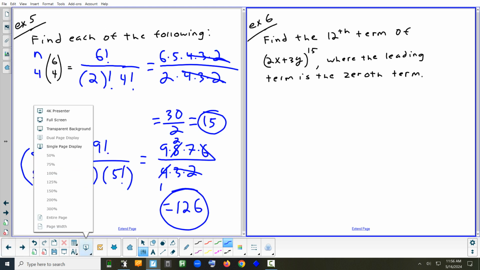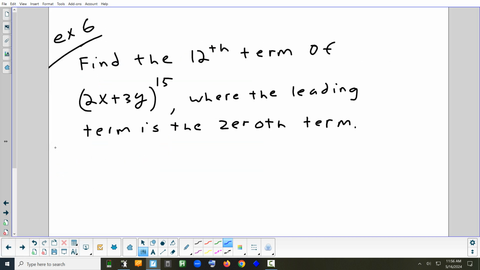All right, let's try this last one. I want you to take (2x + 3y) to the 15th. I don't want you to expand the whole thing. All I want to do is find the 12th term if you were to expand that out.